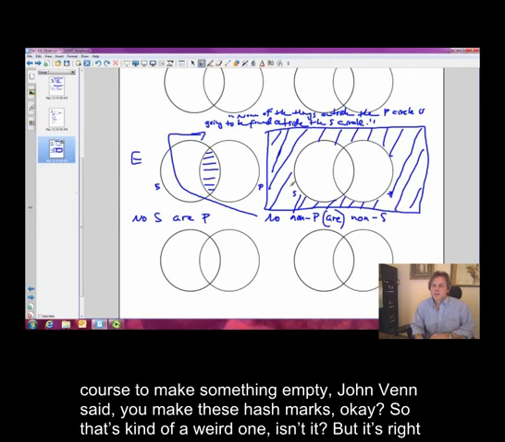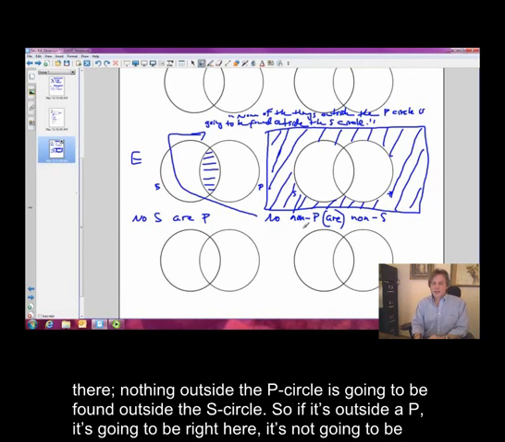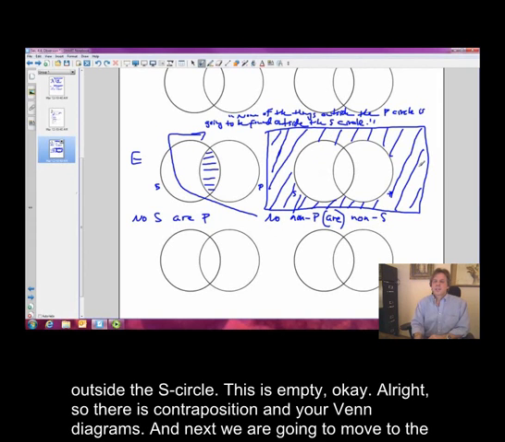Okay? So that's kind of a weird one, isn't it? But it's right there. Nothing outside the P circle is going to be found outside the S circle. So if it's outside of P, it's going to be right here. It's not going to be outside the S circle. This is empty. Okay. All right, so there's contraposition and your Venn diagrams.